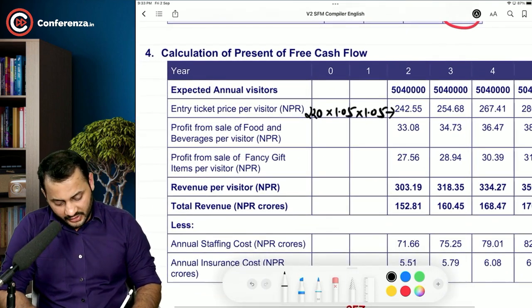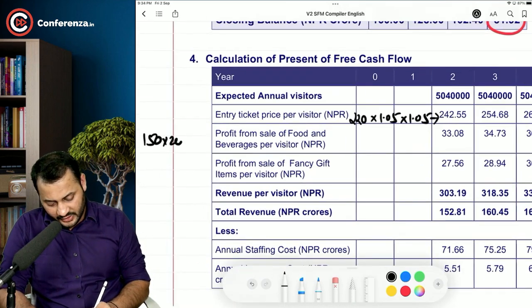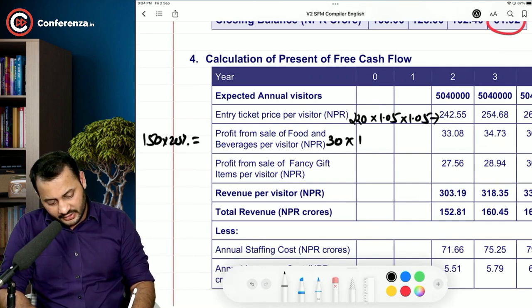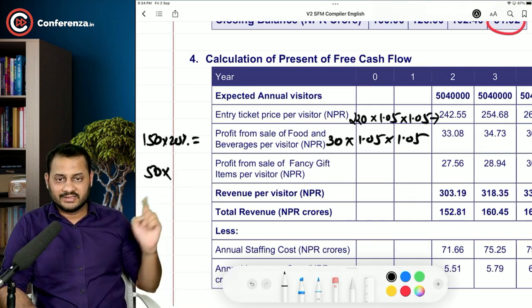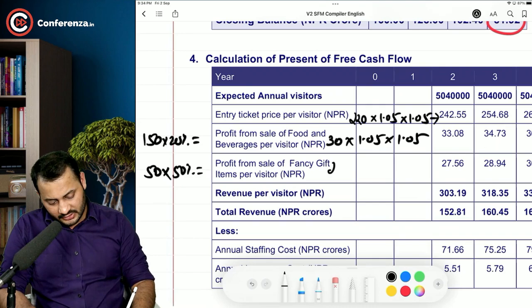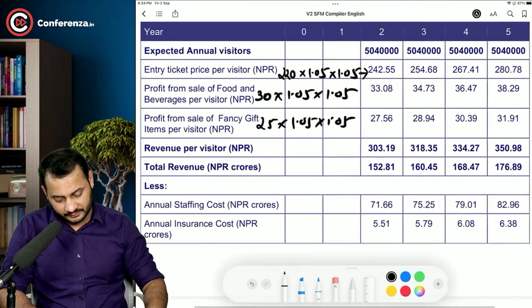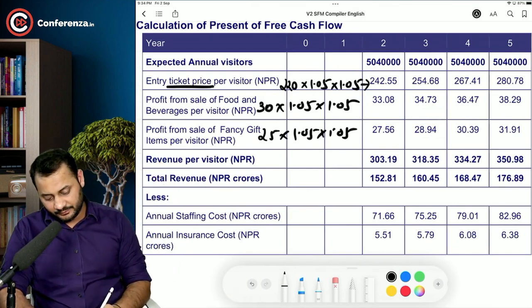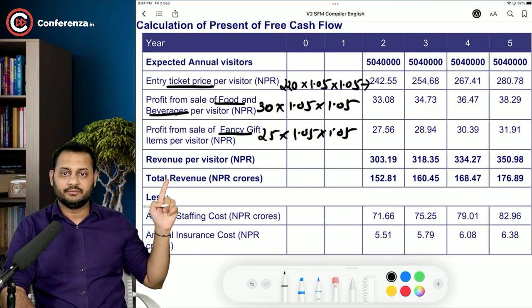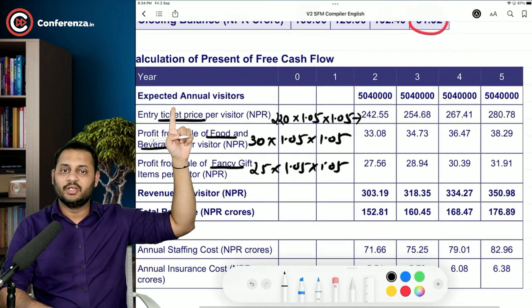Again, for this 30 was the profit from sale of food and beverages. You can calculate it like this: 150 into 20%, which was 30, into 1.05 into 1.05. 50 was the sale of fancy gift items and 50% was the margin. So 25 into 1.05 into 1.05, and you will keep on increasing 1.05 every year for the rest of the 4 years. Then this is the revenue per visitor, and this is the total of 3 items: ticket price, food and beverages, and fancy gift. Okay, so this is the total revenue in terms of crores when multiplied with the annual visitors.